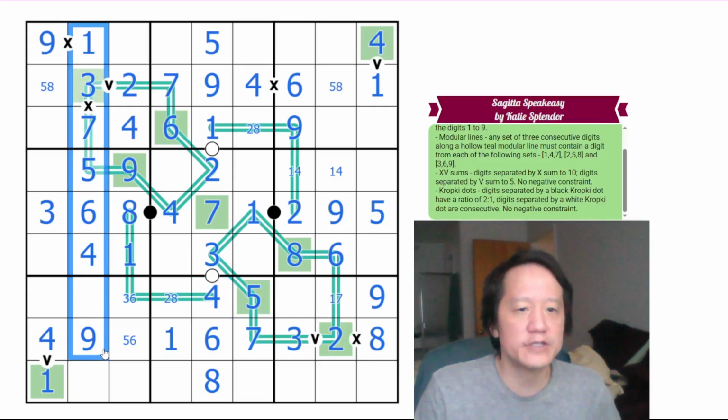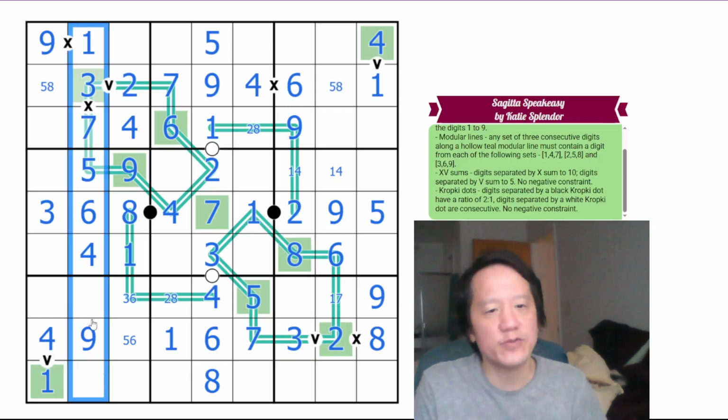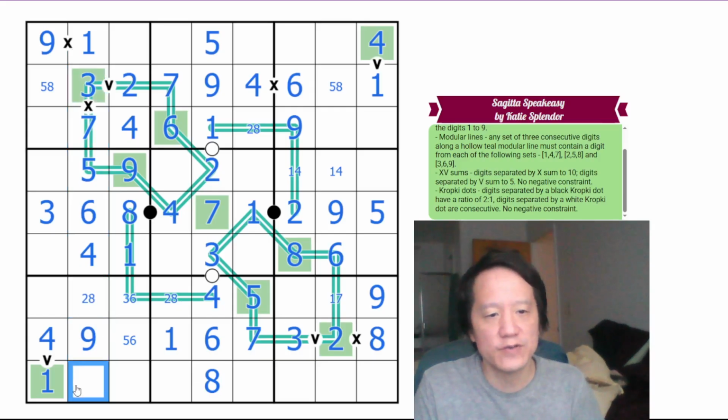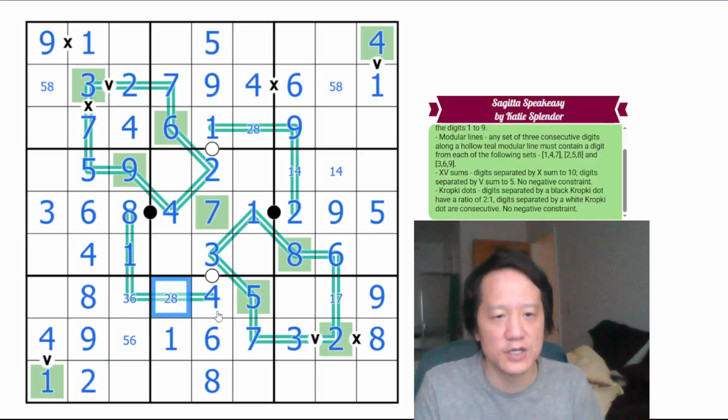The remaining digits in column 2 have to be 2 and 8. So we have a 2, 8, and this can't be 8 here because of the 8 in the column, or 8 in the row. So this is 2, this is 8, this is 2.